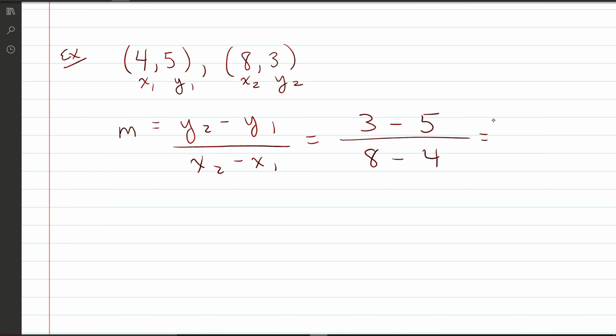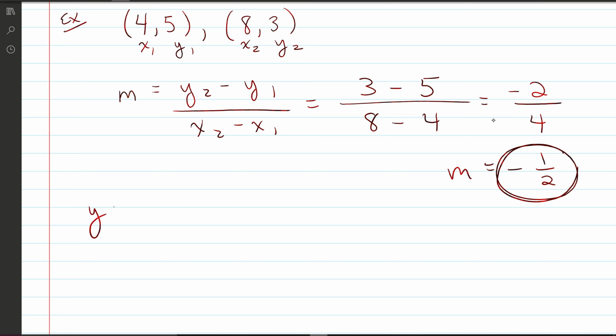So we have 3 minus 5 is negative 2, 8 minus 4 is 4. Well, 2/4 we know as a fraction simplifies or reduces to 1/2. So we have negative 1/2 is our slope.